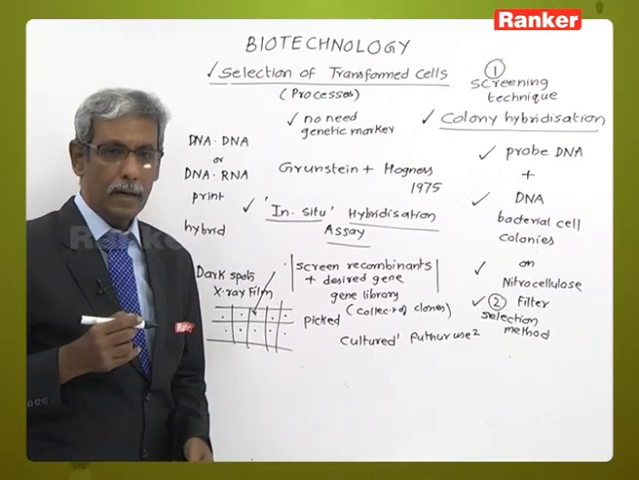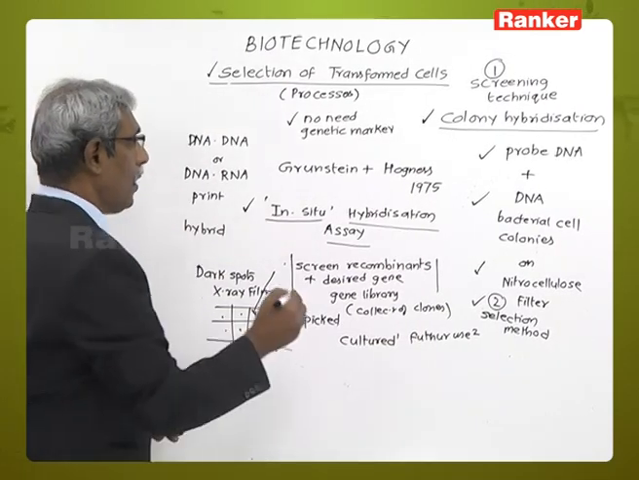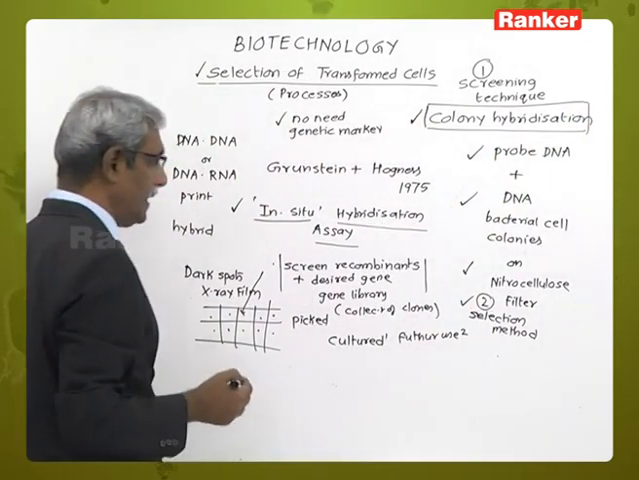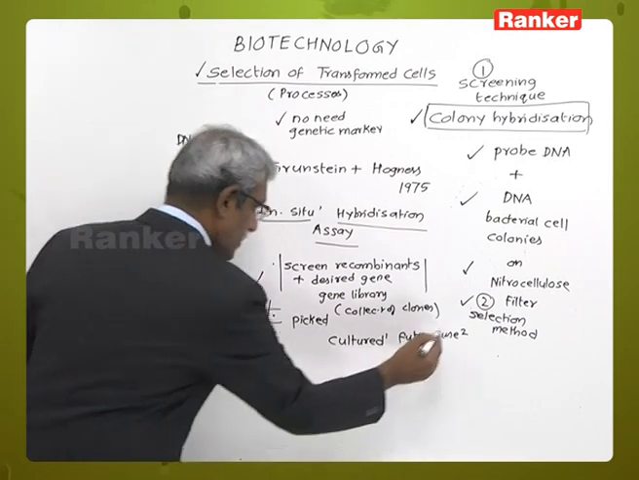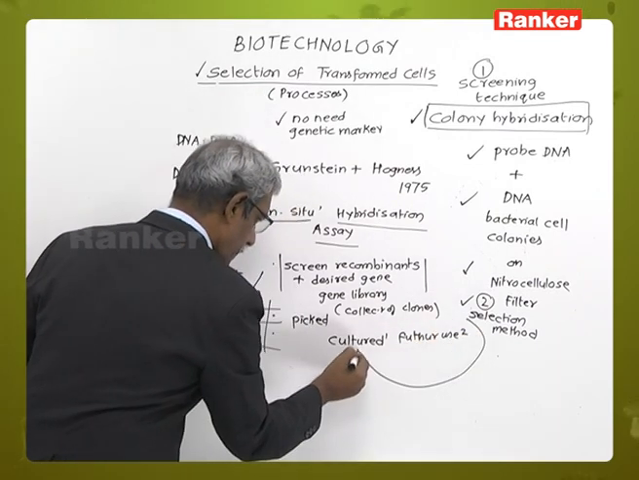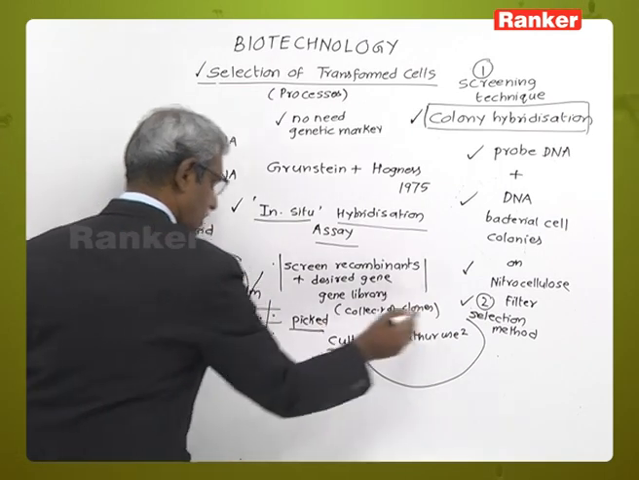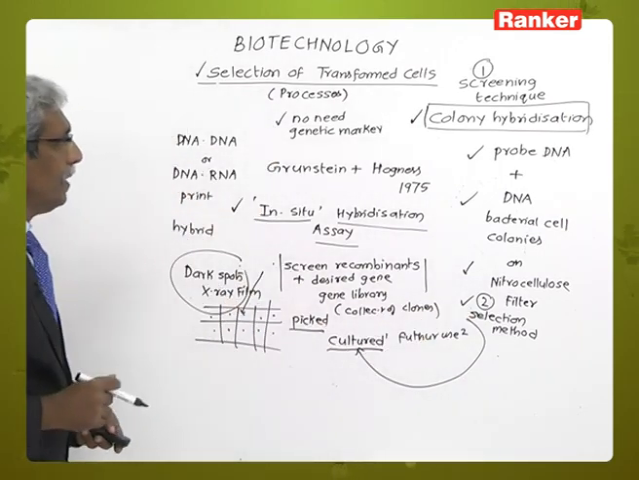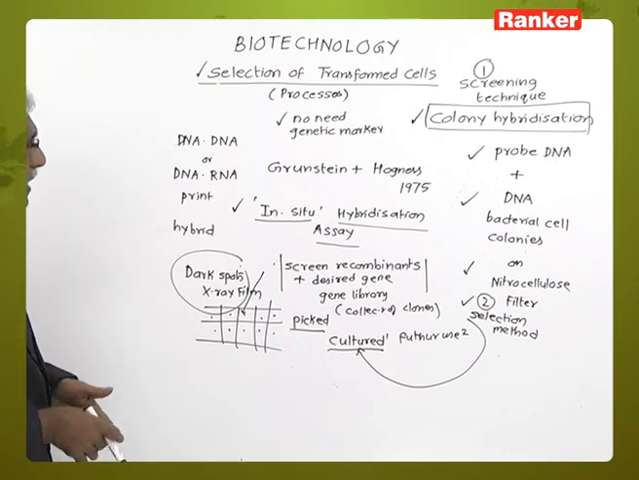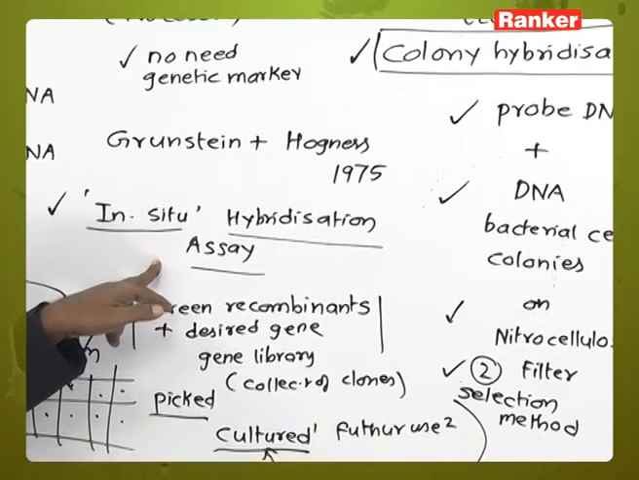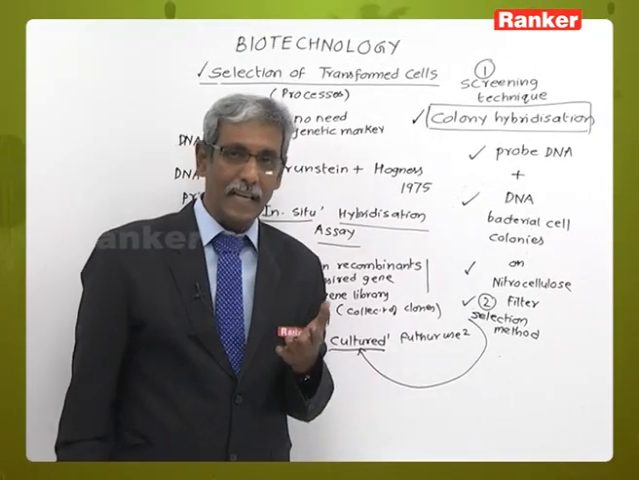So, thereby here we understand that colony hybridization is a faster technique. It is a faster screening technique, and the selection comes down here. When you pick up the cultures, after you see them in the form of dark spots, this process is called selection. So, colony hybridization, which is a screening technique discovered by Grunstein and Hogness, an in situ hybridization assay, is an assay technique.